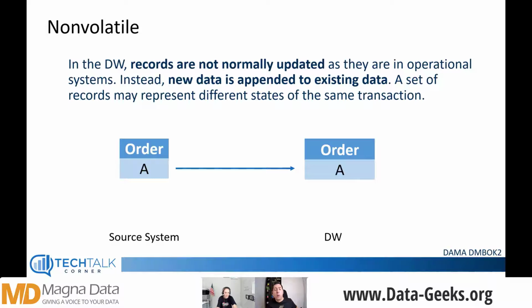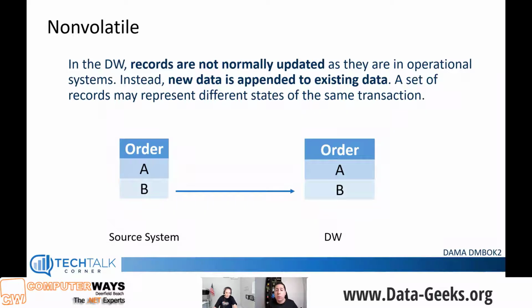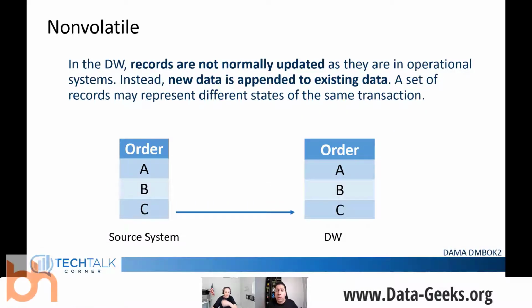Let's say that we move from a source system to a data warehouse order A. So that will be the first record. We extract the information from the source systems, we put it in the data warehouse, we have the first order. Then we do the same with order B. And eventually we do the same with order C, right? So now we have 3 records in the data warehouse, and those 3 records exist in the source system.